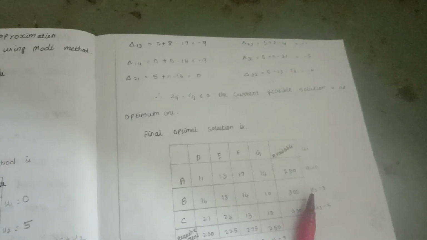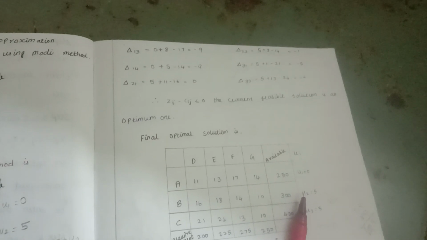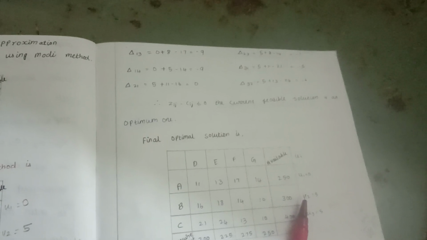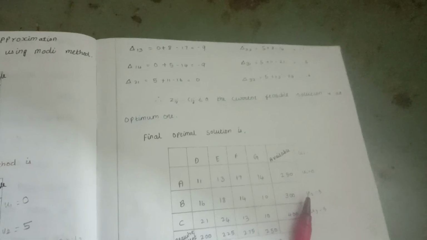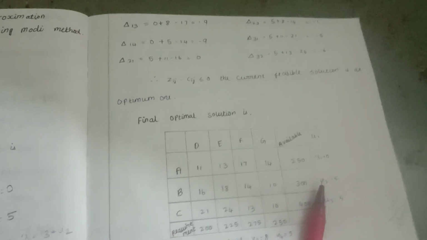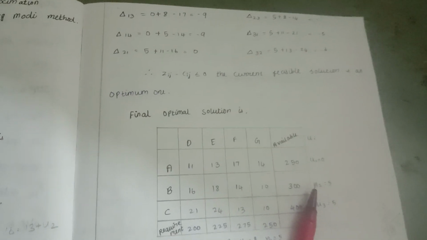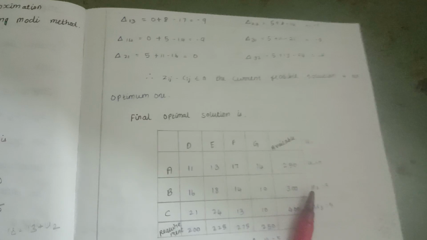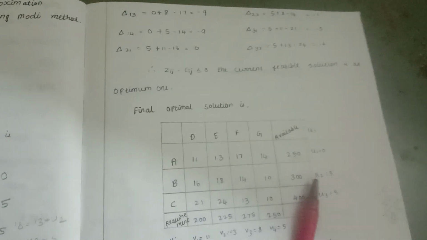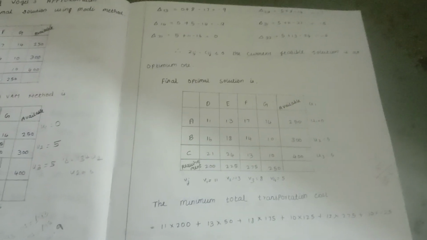So for all the unoccupied cells, delta ij in the ith row and jth column, where delta ij equals zij minus cij, which is ui plus vj minus cij, is less than or equal to 0, the current feasible solution is an optimum one. So our answer is that the solution is optimal and feasible. We take the occupied cells with their cij terms, which give the minimum total transportation cost. So hope you all understand, and thank you.